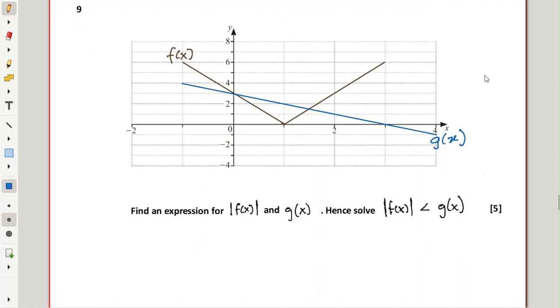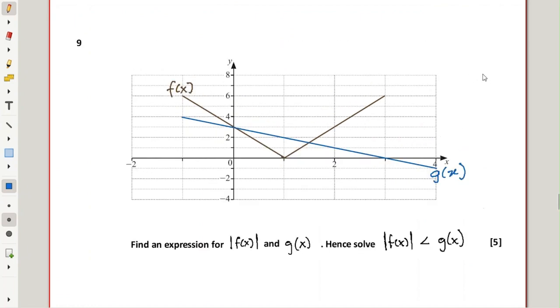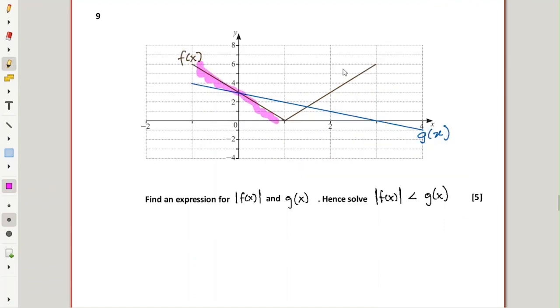All right, question 9. So this is a question on modulus graphs, but in this case they have drawn the graph for you. You have a modulus straight line graph, then you have a straight line as your g of x. Now you need a final expression for f of x and g of x, but they want the modulus function for f of x.